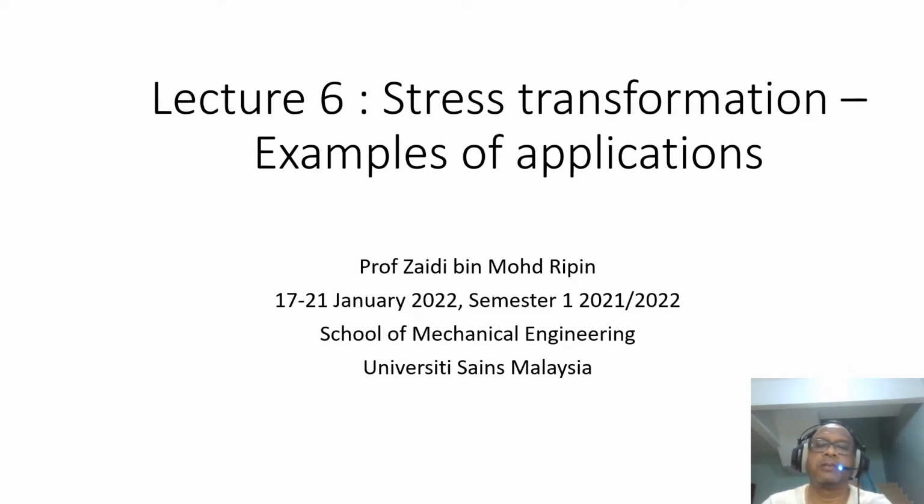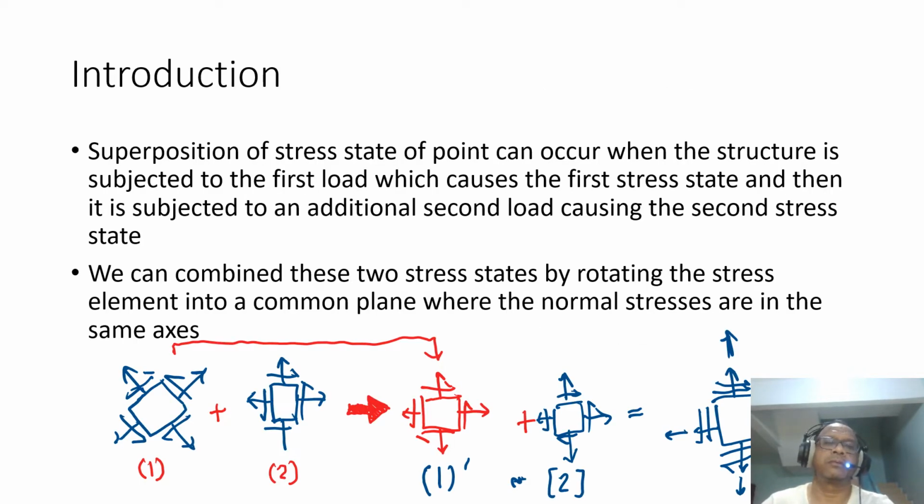Now we will cover lecture 6, which is the stress transformation, and we will cover examples of applications because I think that we need more examples to better understand the Mohr circle. Okay, so there are cases where you have stresses like this at a point, and then you can add more stresses to that point. So we can superpose these stress states.